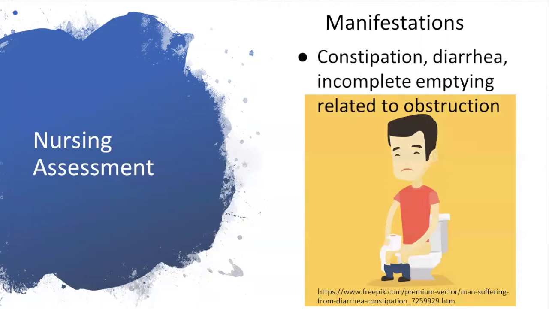Patients could also experience changes in their bowel habits, such as constipation, diarrhea, or incomplete emptying related to an obstruction. The nurse would assess this by asking the patient what their BM's characteristics are normally, asking them about their last bowel movement, and if there's any pain experienced during this process.